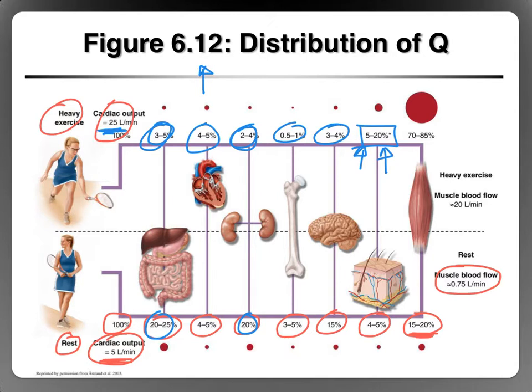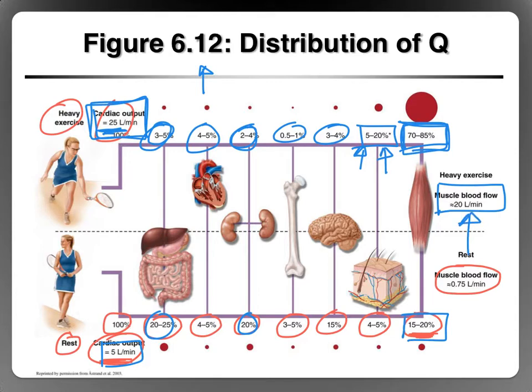And then you can see that the largest change during exercise are the muscles. Okay, so the muscles, where they got 15 to 20% of 5 liters at rest, now they're getting 70 to 85% of 25 liters, okay, which comes out to 20 liters per minute of blood going through your muscles during heavy exercise. And I hope you can see that that's a significant increase in blood flow to the muscle. Okay, that's because the priority changes.